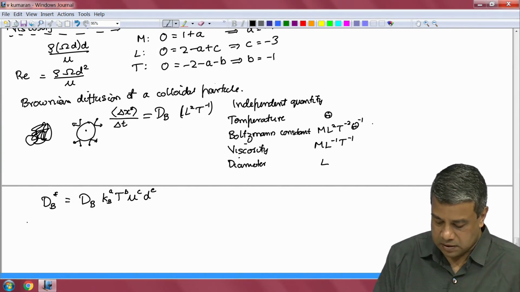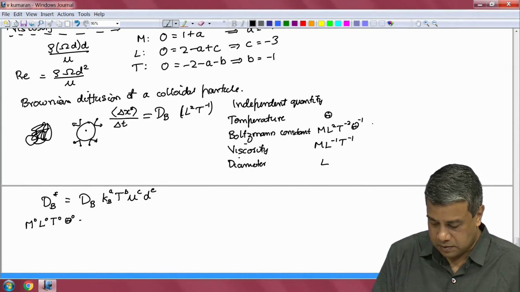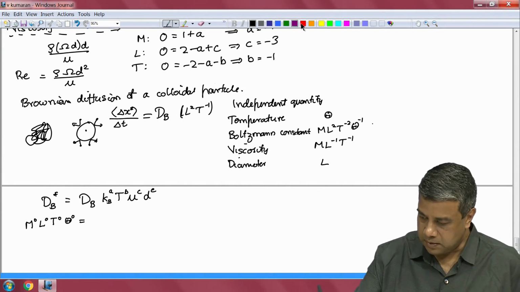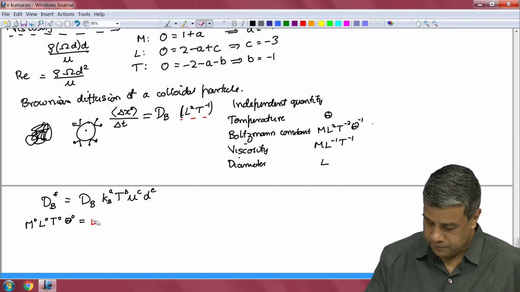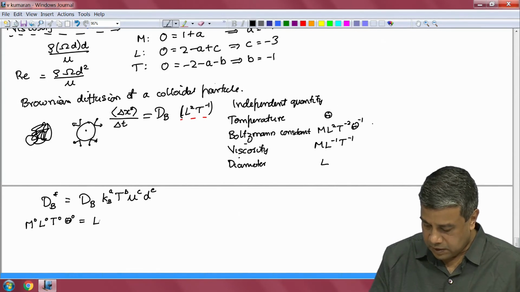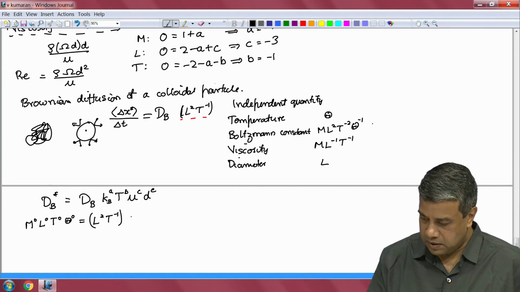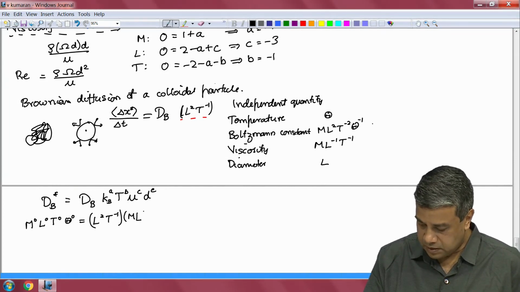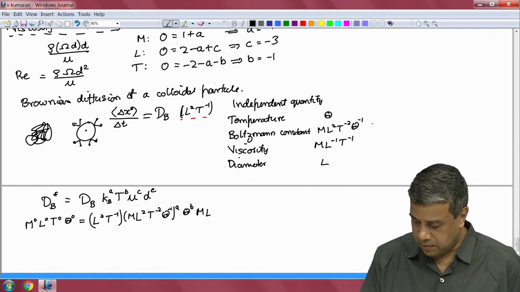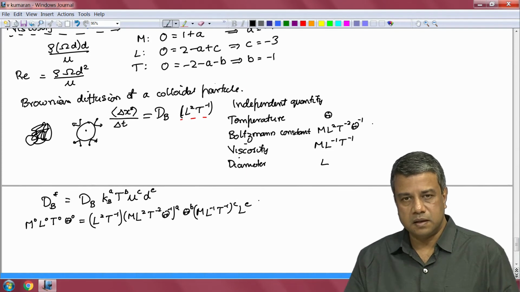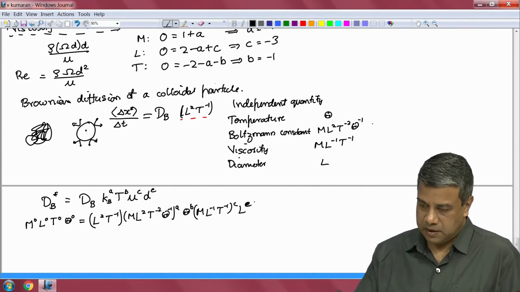So, I can write the dimensions on both sides: M power 0, L power 0, T power 0, theta power 0, is equal to the dimension of the Brownian diffusion coefficient, L square T inverse, into the Boltzmann constant, M L square T power minus 2 theta inverse, power A, into theta power B, into M L inverse T inverse, viscosity, power C, times L power E. I use the symbol E here so as not to confuse with the diameter.